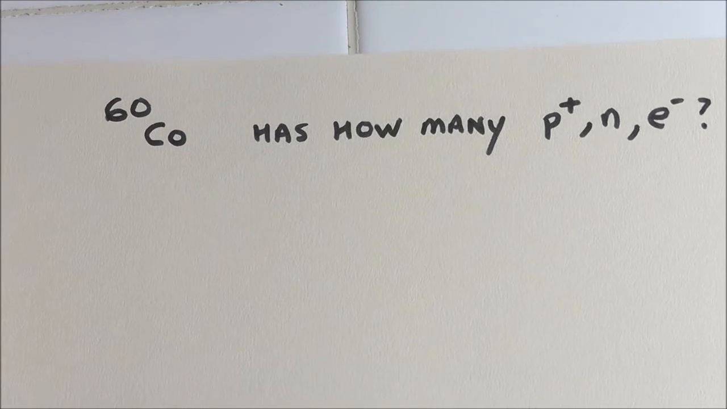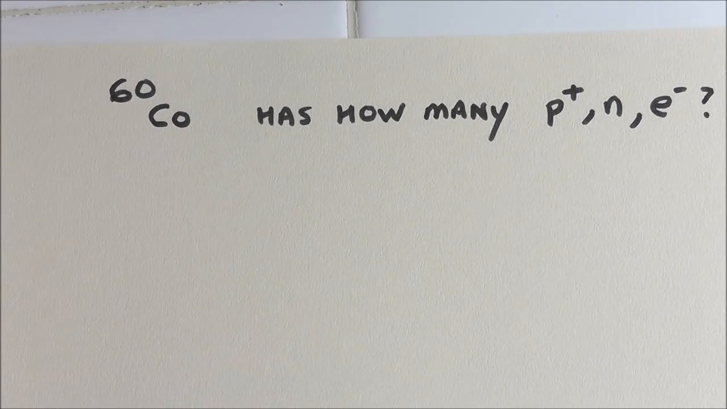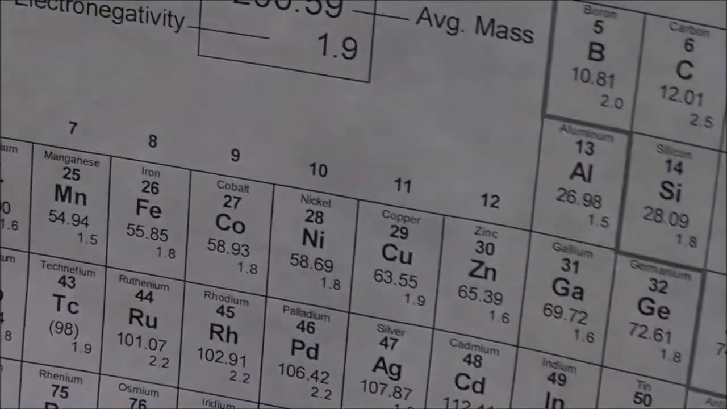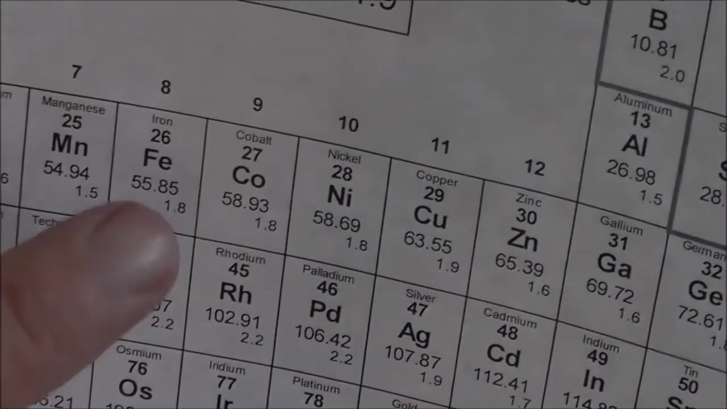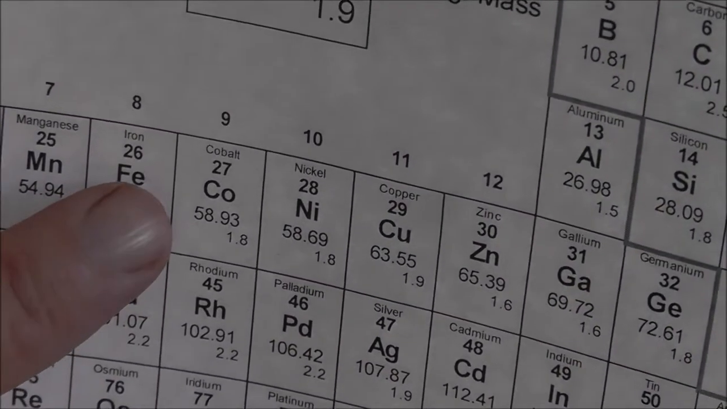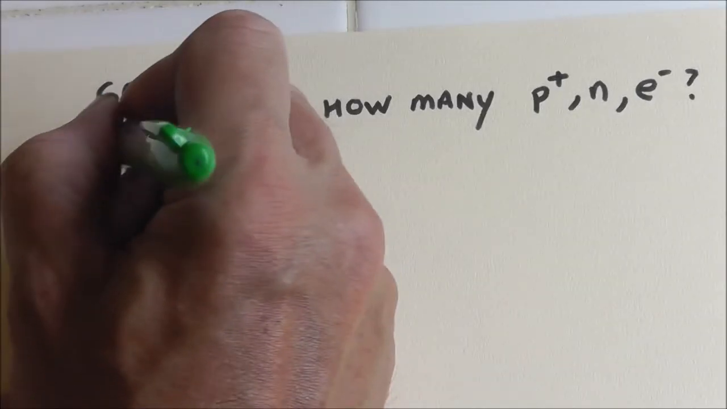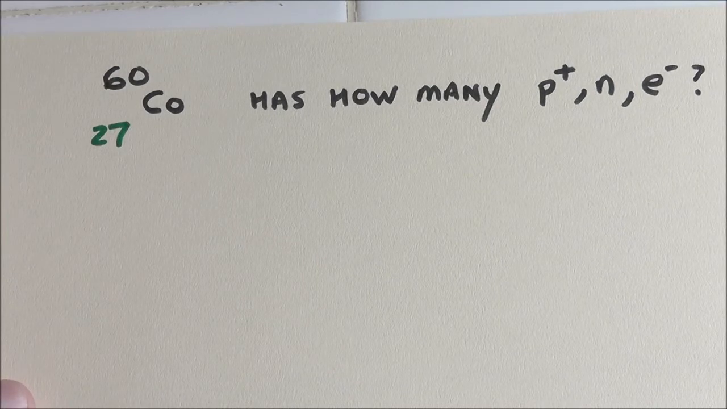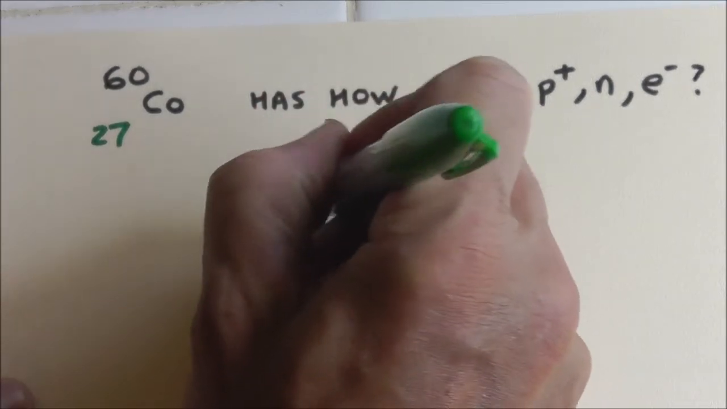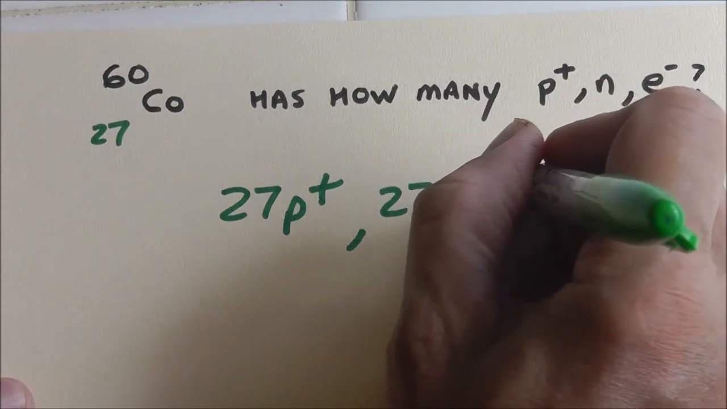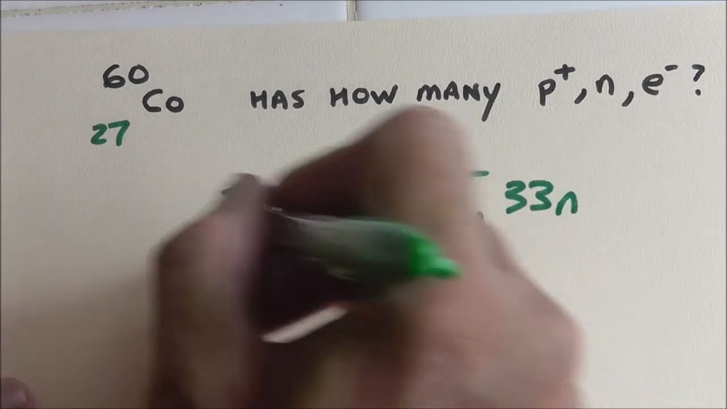So here we go. We're going to do cobalt-60. Uh-oh, don't got an atomic number. What do I do? Well, reach for this. Our friend, the periodic table of the elements series. Right there. Cobalt's atomic number 27. Therefore, I've got 2/3 of this problem already done. 27 protons, 27 electrons. 60 minus 27, 33 neutrons.